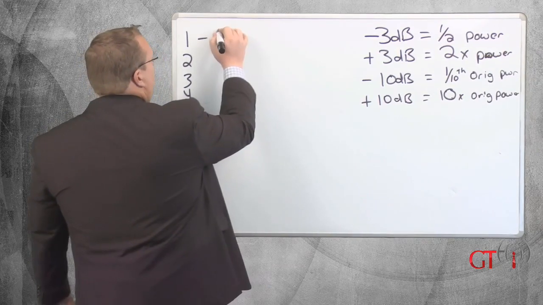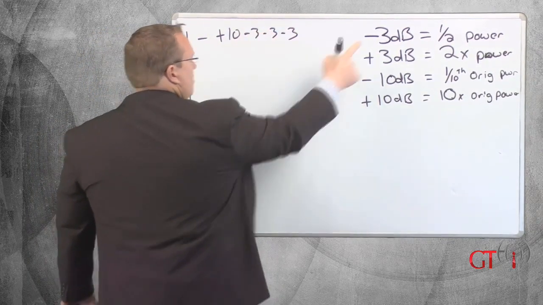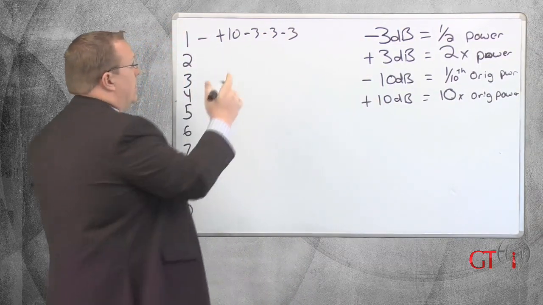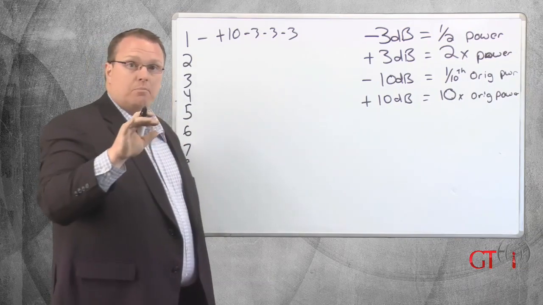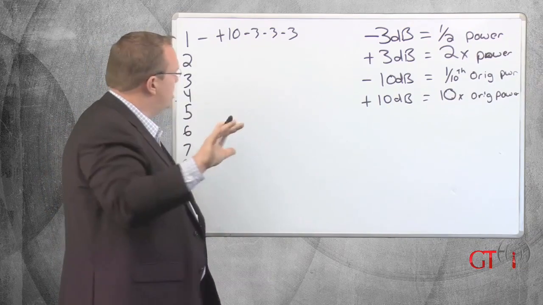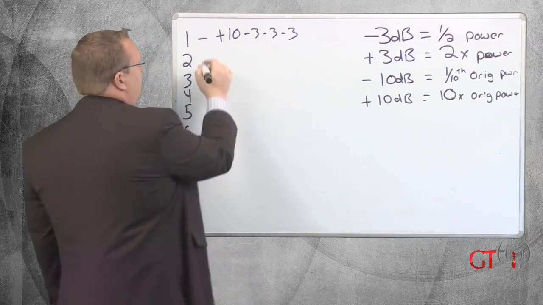How do you get to a 1? Plus 10 minus 3 minus 3 minus 3. Okay, so we're going to use 10s and 3s to get to 1. So if I had something that was a 1 decibel gain, plus 10 minus 3 three times gets us to 1.